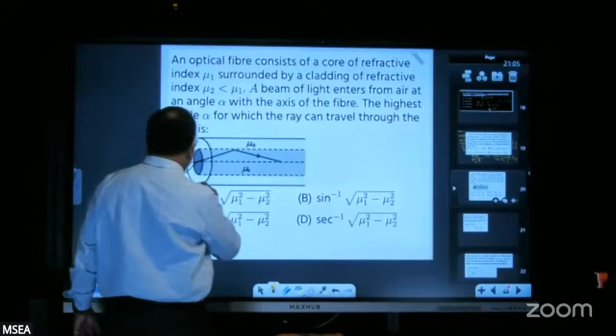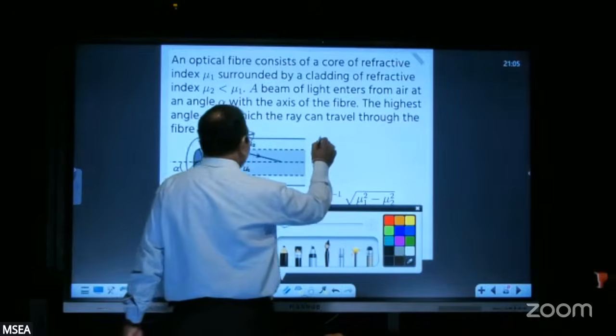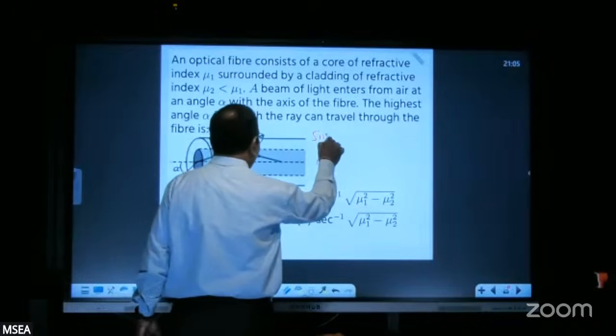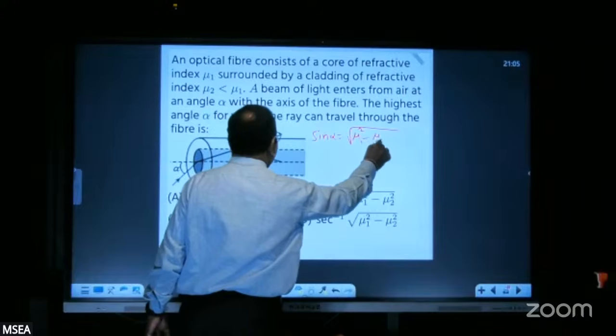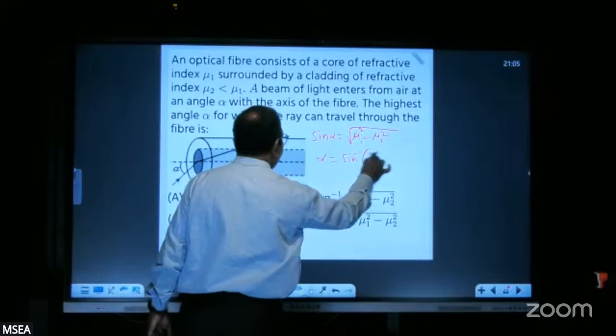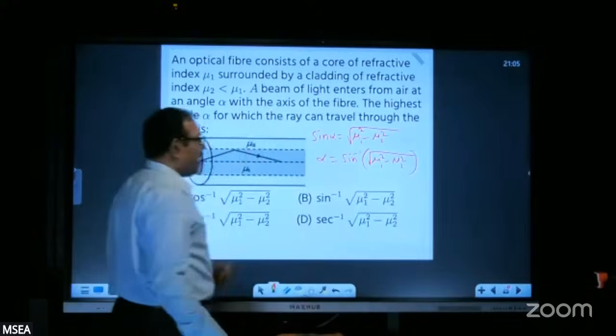Then this alpha, I'll change the color, right? So sine alpha is equal to the square root of mu1 square minus mu2 square, or alpha is equal to sine inverse of the square root of mu1 square minus mu2 square. This is the maximum angle.